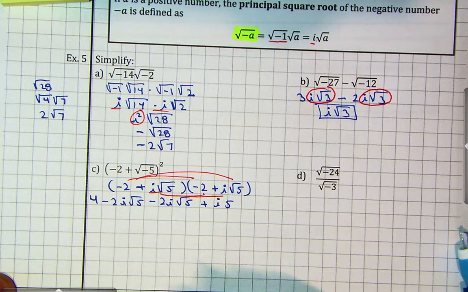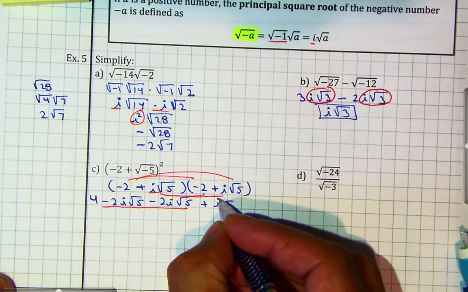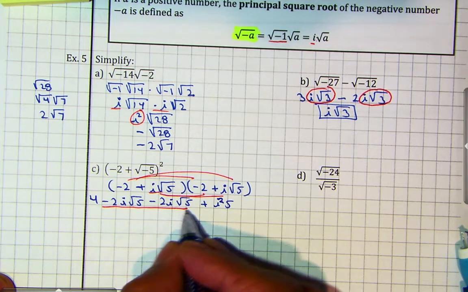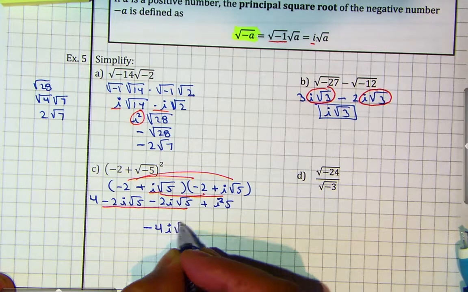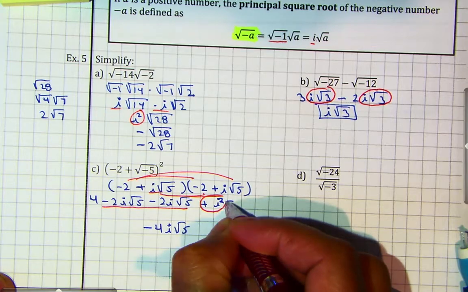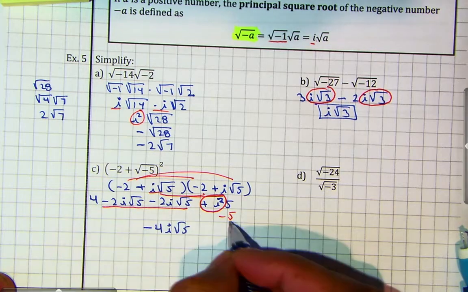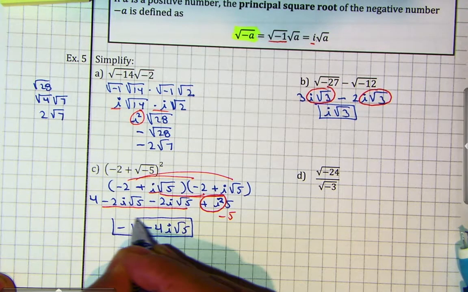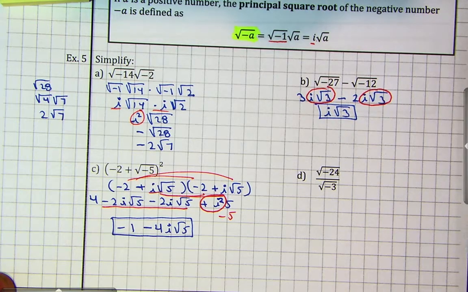I'm going to combine like terms. And that should be i squared, correct? So therefore, that gives me a negative 4i square root of 5. i squared will be equal to negative 1 times 5 will give me a negative 5. 4 minus 5 will give me a negative 1. And just be careful.